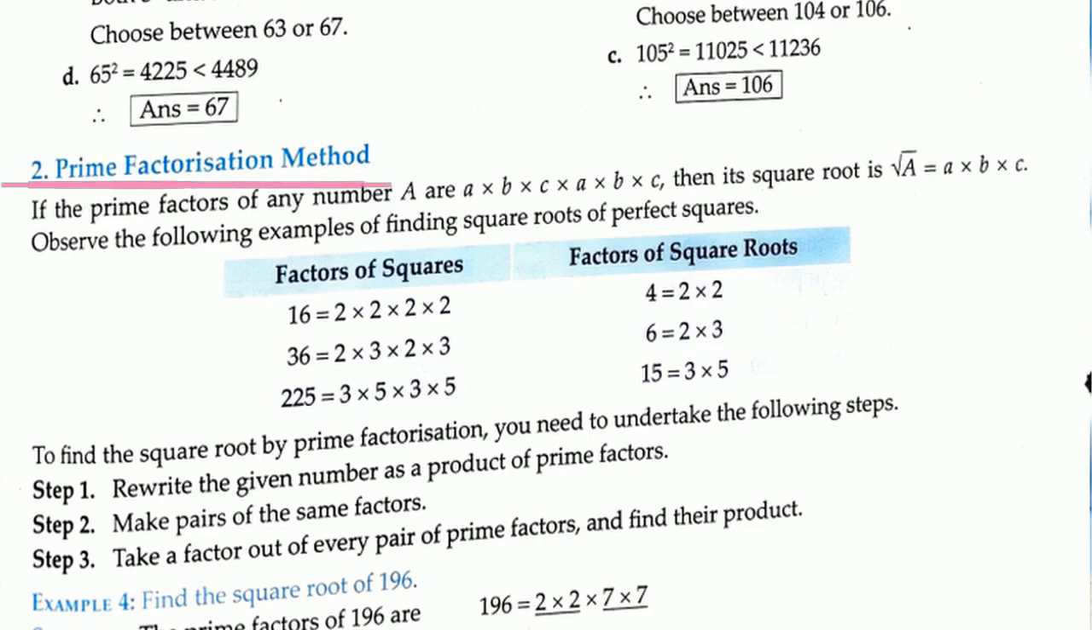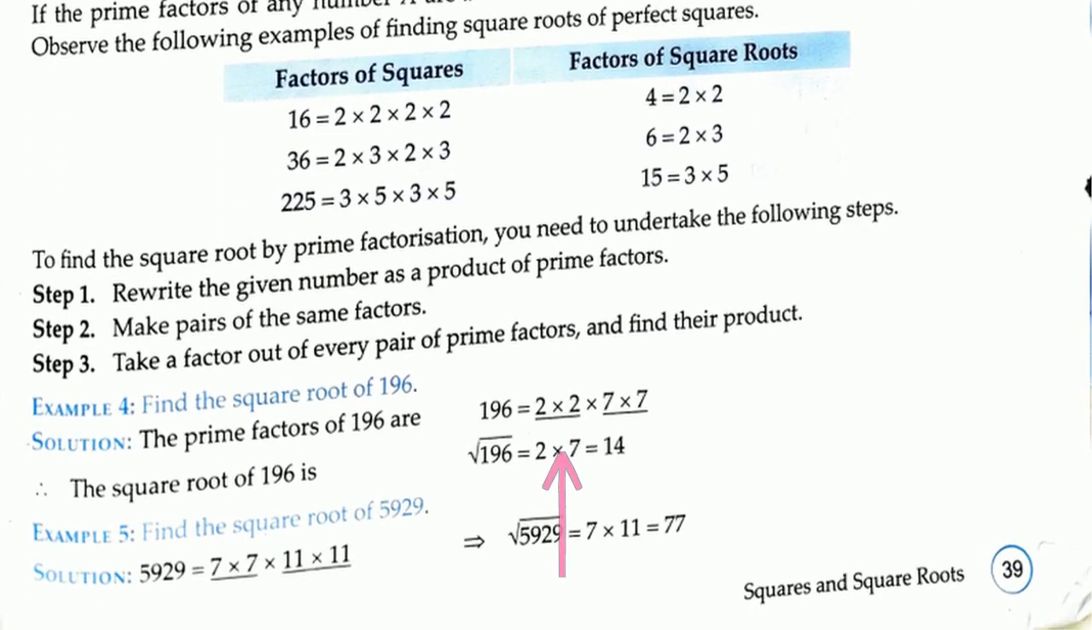With prime factorization, break the number into prime components. Then, group identical numbers into pairs. In example 4, 196 yields a pair of 2s and 7s. Extract 1 from each pair. Multiplying that 2 and 7 together reveals the square root, 14.